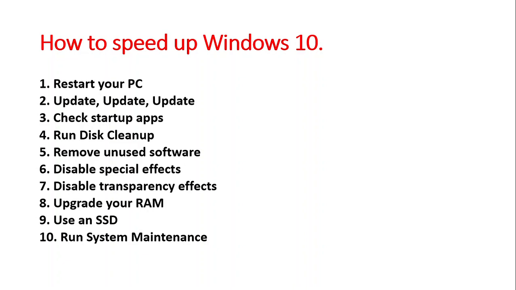And the next one is updates. Windows releases updates on a regular basis, so you need to regularly check for the updates and keep your system up to date. By keeping your system up to date, you can fix the bugs that reduce system performance. Microsoft releases the Windows updates to fix bugs that reduce the system performance. So by keeping your system up to date, you can improve the performance of your PC.